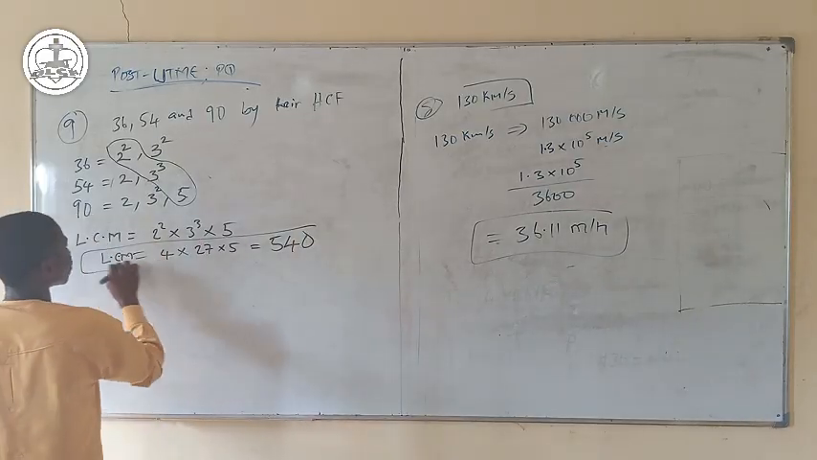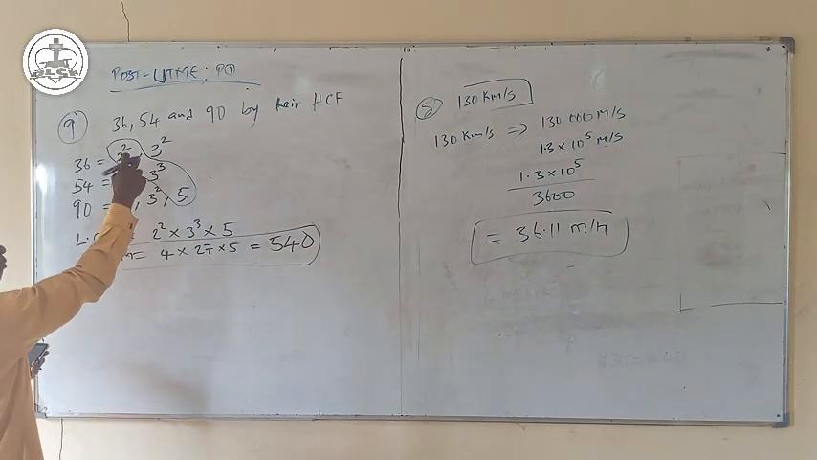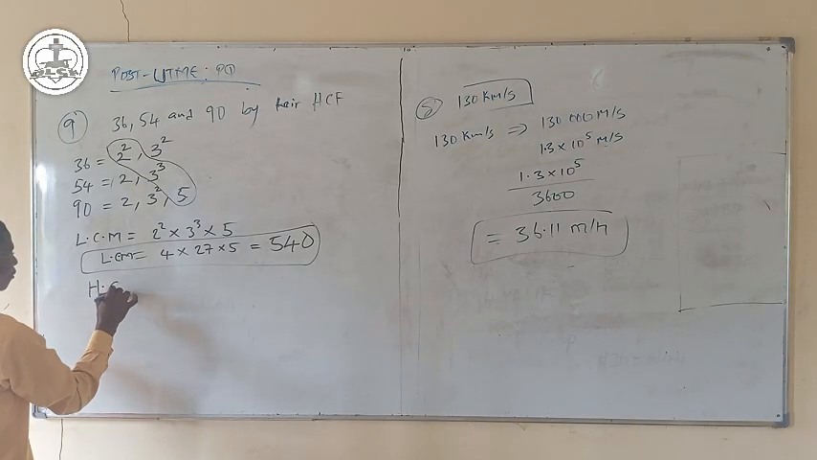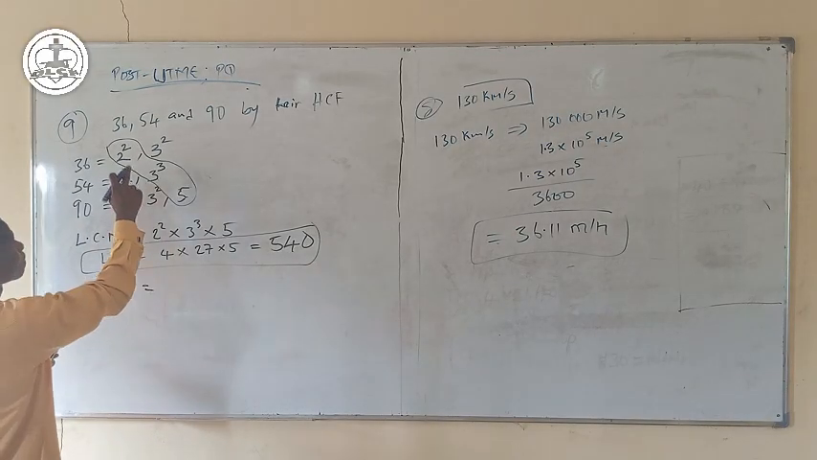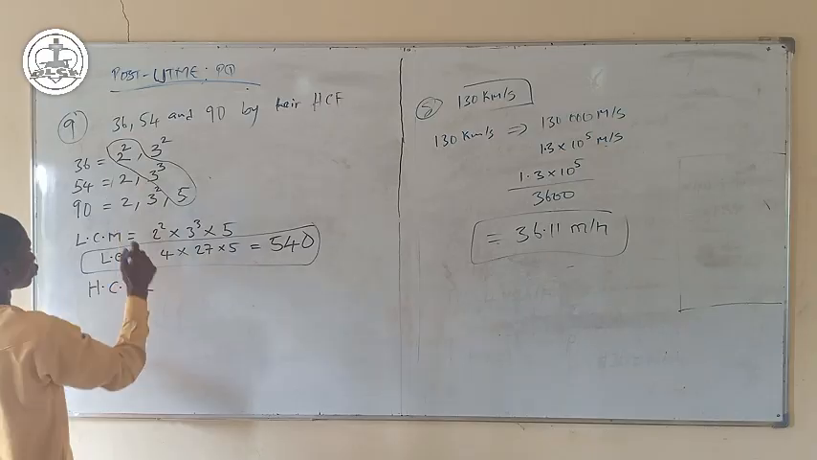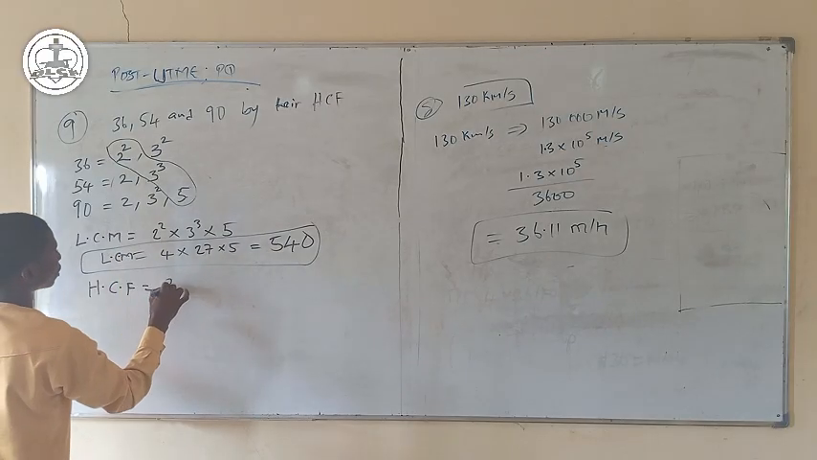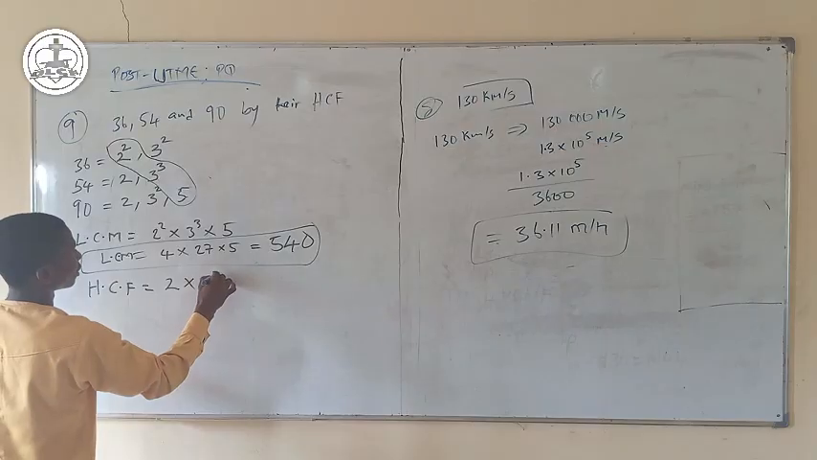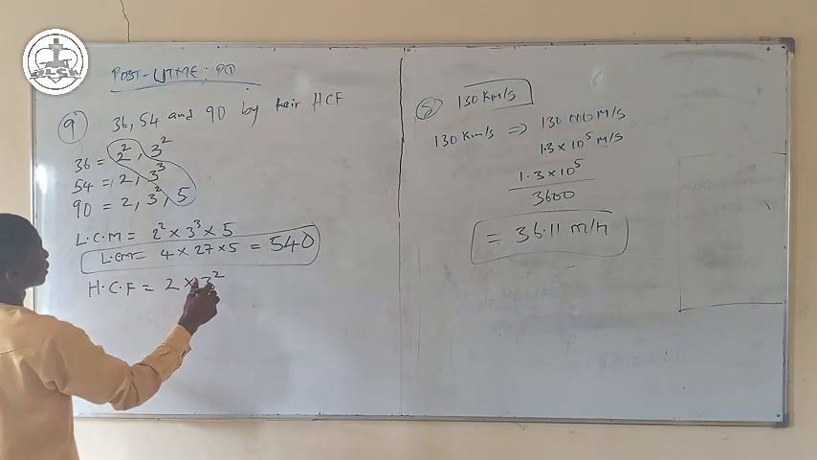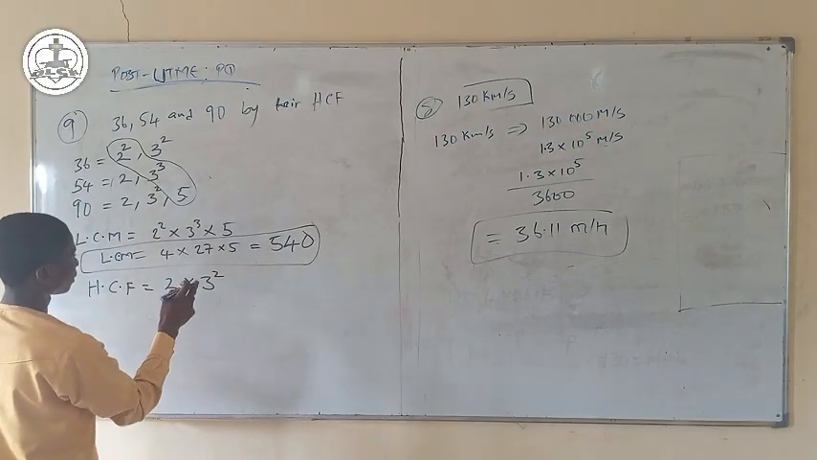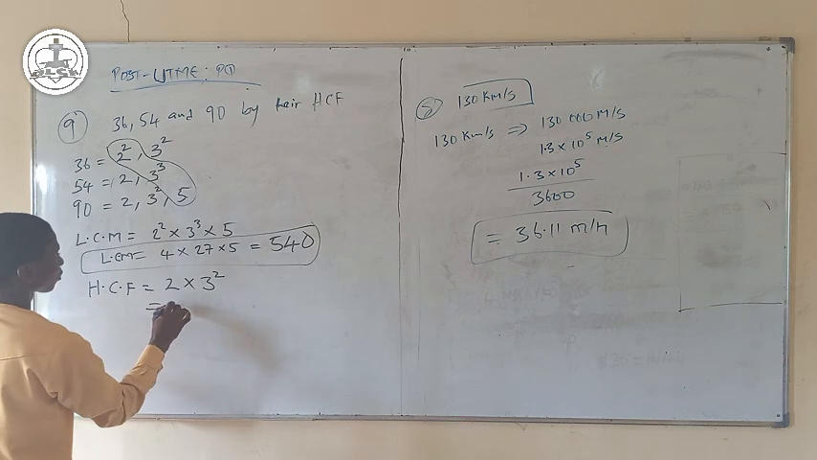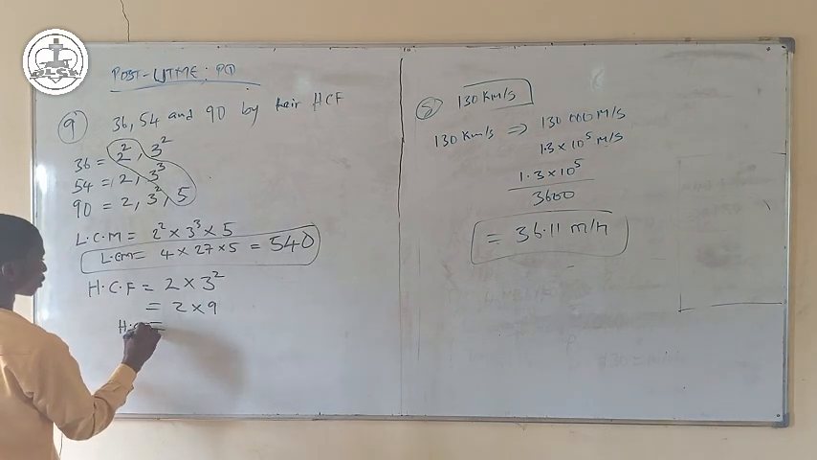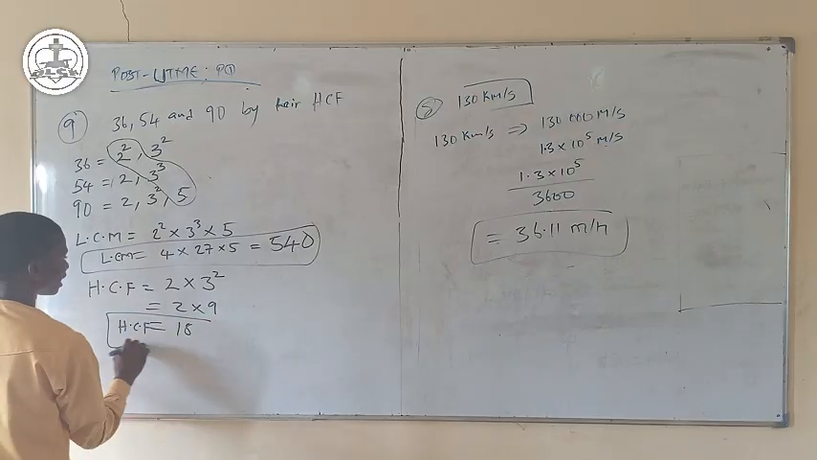So from the look of what we have here, what will be our highest common factor? We have already arranged this. So our highest common factor, our HCF here, is going to be what? We have 2, we have 3 coming up twice for each, and yeah, so this is going to be what? 2 times 9, which is what? Our HCF to be 18. So what did they ask us to do?